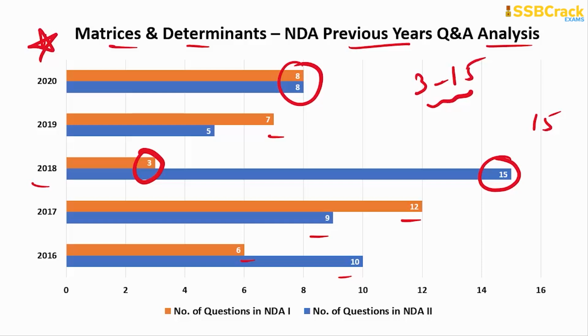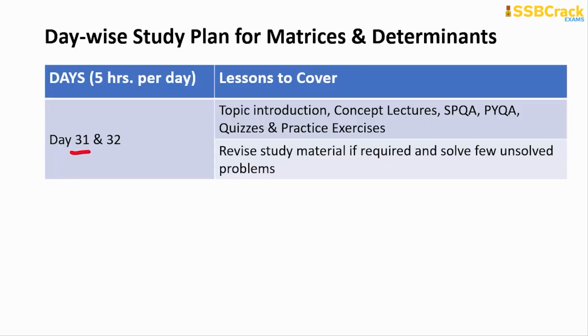So how do you prepare? It's sufficient to prepare on day 31 and 32, just sit for 5 hours. So 10 hours of study is important and sufficient for you to do for matrices and determinants. You can go through the topic introduction lecture, fast forward, and go through the concept lectures, but importantly, do not miss going through the SPQAs and PYQA lessons to understand the problem solving approaches, and attempt the quizzes and practice exercises. And in the remaining time, revise the study material for the important formulas and important results, and solve a few unsolved problems.